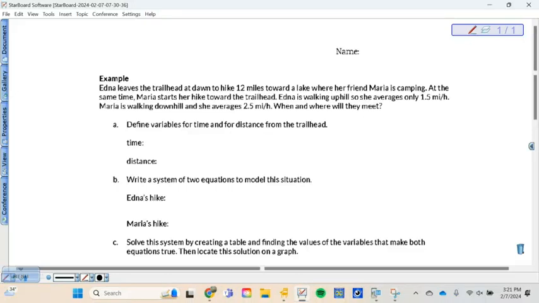The paper, that side with Maria and Edna, but you will have more time at the end of class to finish up that side. Okay, but we're gonna do this together first. Can somebody read this for me, please?